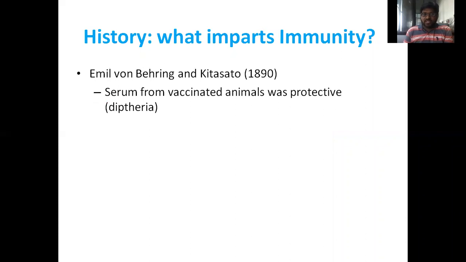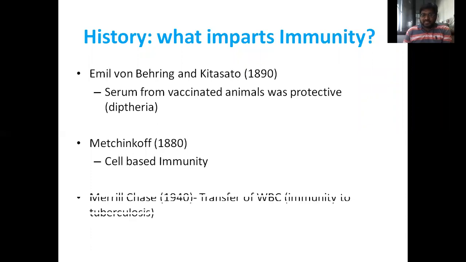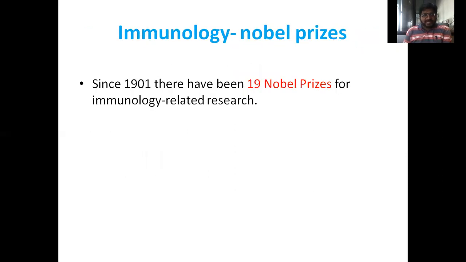History: what imparts immunity? Starting from the 1890s, Emil von Behring and Kitasato found that serum from vaccinated animals was protective, and that was for diphtheria. Metchnikoff found cell-based immunity in 1880, and Merrill Chase in 1940 showed transfer of WBC immunity for tuberculosis. Since 1901, there have been 19 Nobel Prizes for immunology-related research.